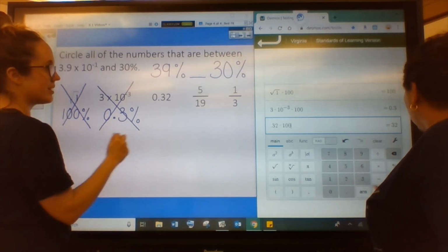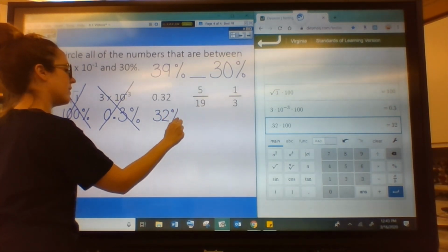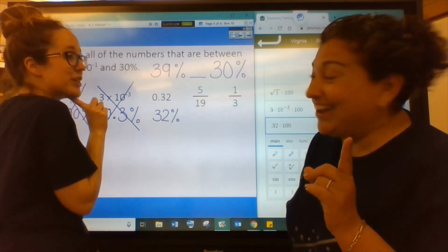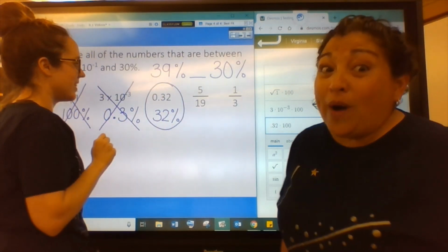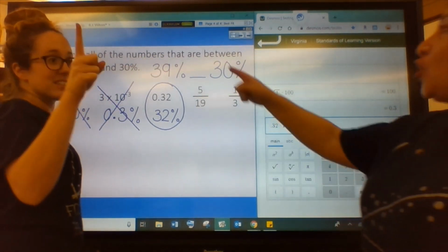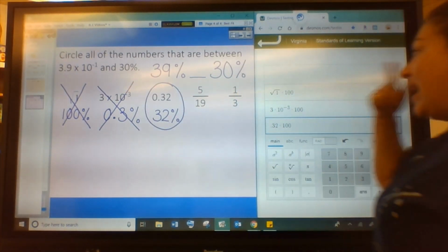0.32 times 100 gives us 32%. That might fit in there. 32 between 39 and 30. It is. So we know that's our answer, but you know what? We're going to check the last two. I think there's more than one. Circle all of the numbers. You got to be careful about that. All right, we got to keep looking.